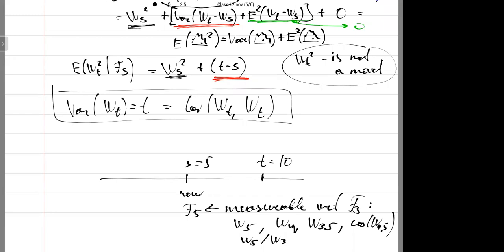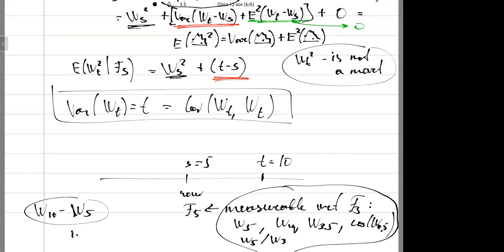First question, you need to understand which variables are measurable with respect to your information. If you understand this point, then the answer is simple. Future increment is independent of everything you know. So W10 minus W5, the future increment, is independent of this big list. I have written just some members of this list. Okay? Yes, okay, thanks.